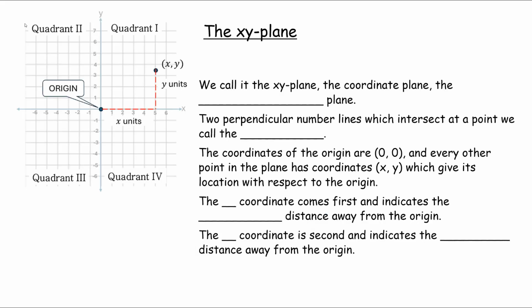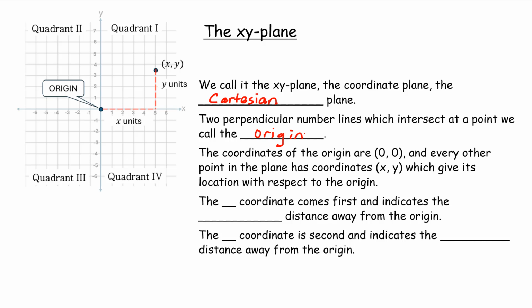The XY plane, I think you probably know all this, but this is what Rene Descartes came up with. It's called the coordinate plane. It's also called the Cartesian plane because it's named after Descartes. Two perpendicular number lines, obviously the x and y axes, intersect at a point we call the origin. (0, 0) is the origin in the xy plane.